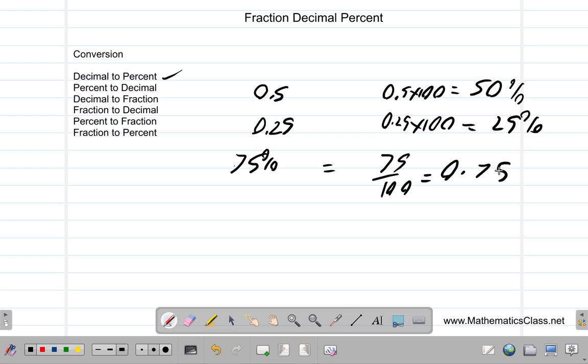So you see, when you want to convert from percent to decimal, you divide by 100. Decimal to percent, you multiply by 100, and whatever you get, you call it percent. Percent to decimal, you have the percent, you divide by 100. Alright, good.